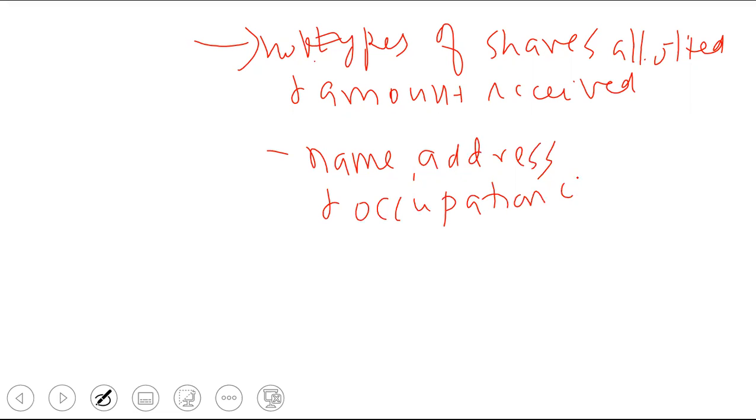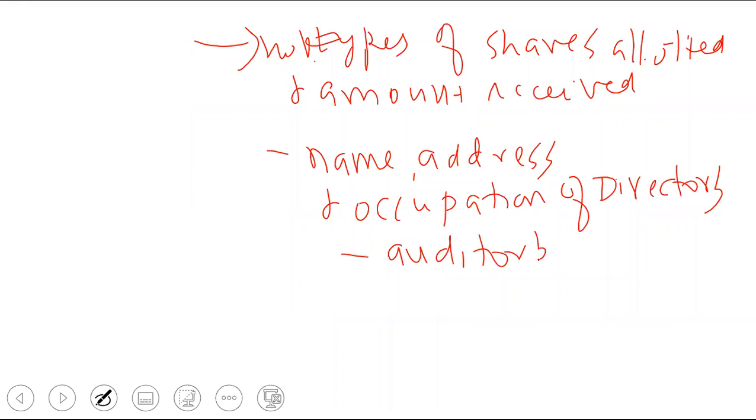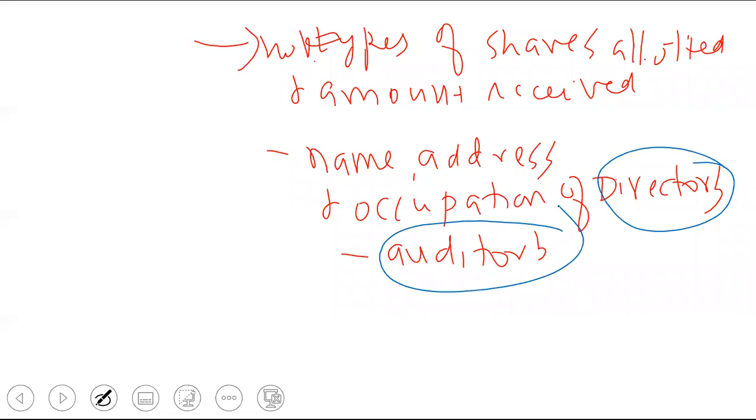Name, address, and occupation of directors and auditors. Children, this is very important. Name, address, and occupation of the directors and auditors. My question is why this should be the part of the statutory report? That's my question. This you have studied in 12th standard. Why should the address and occupation of the directors and auditors be mentioned separately and clearly?